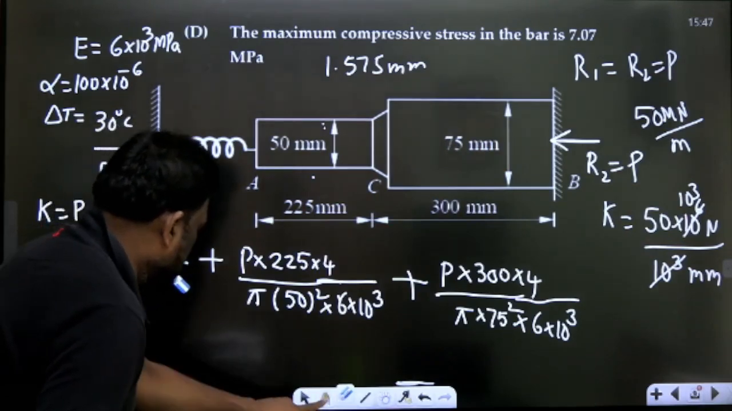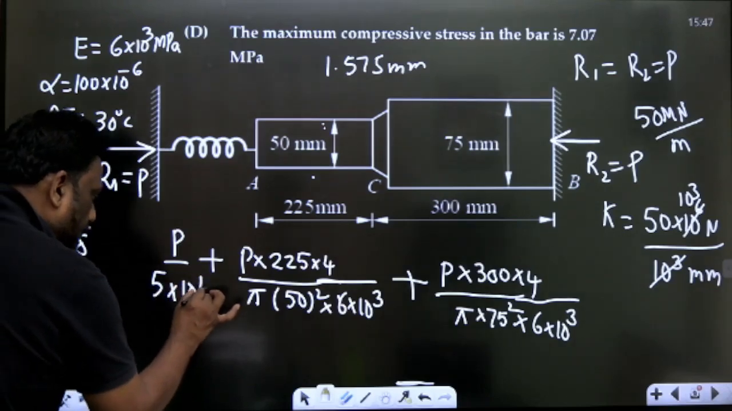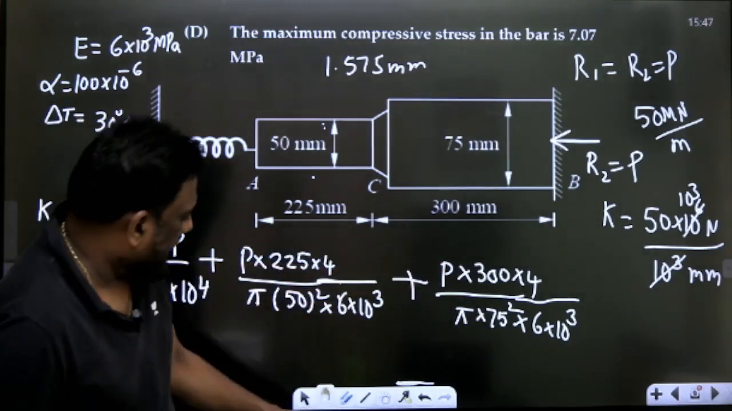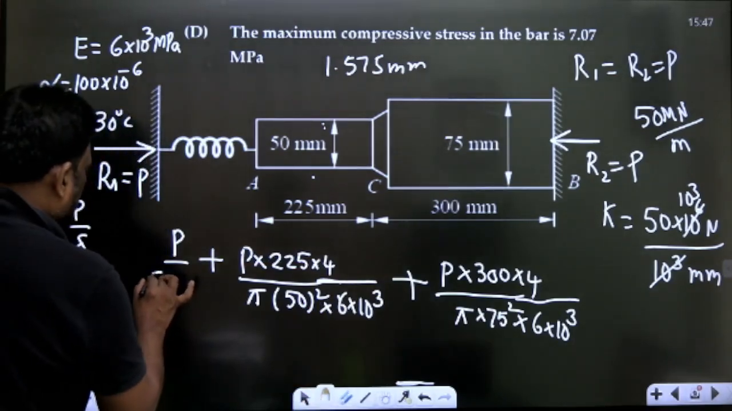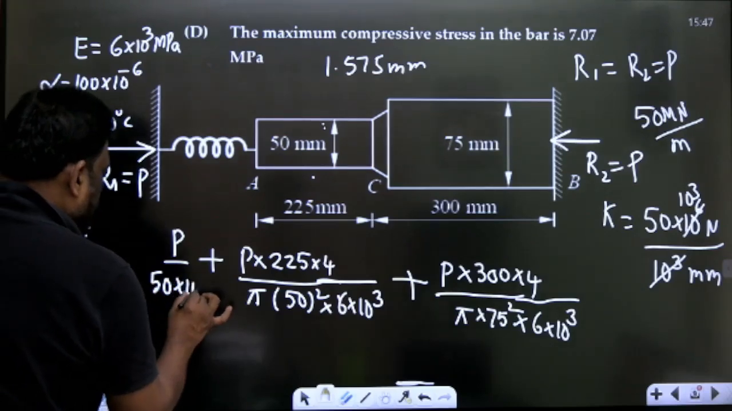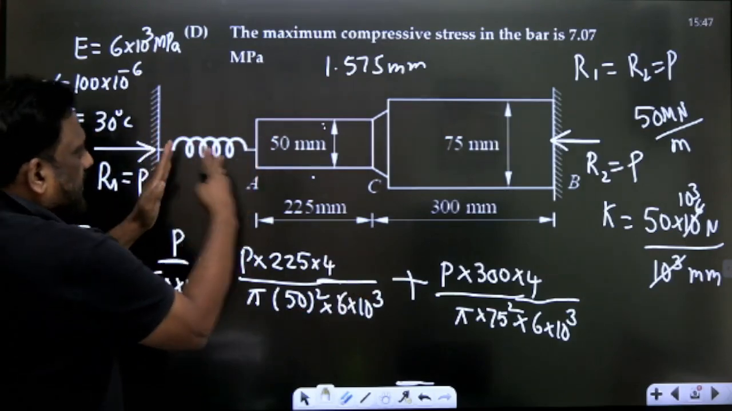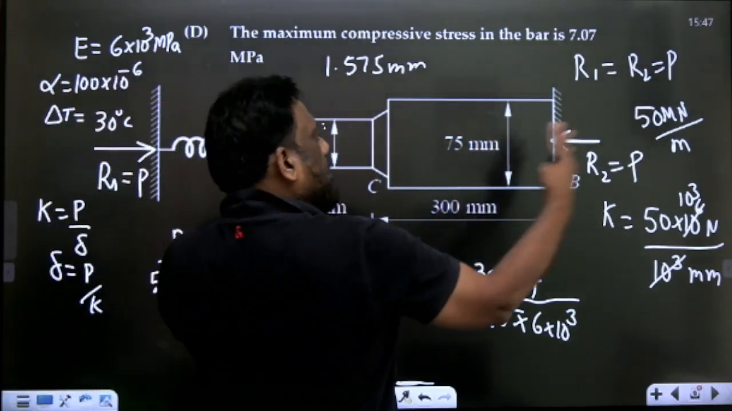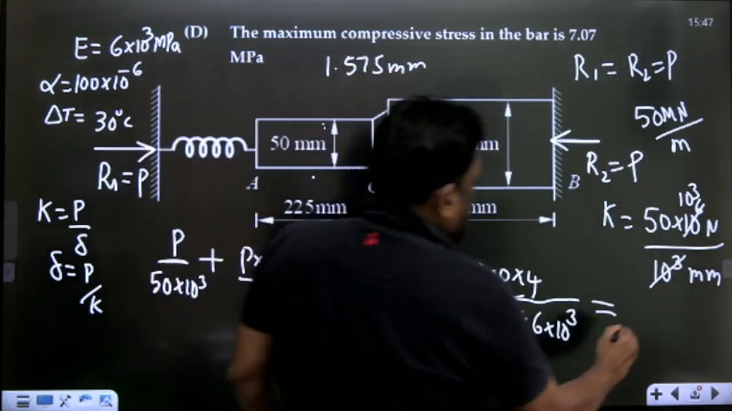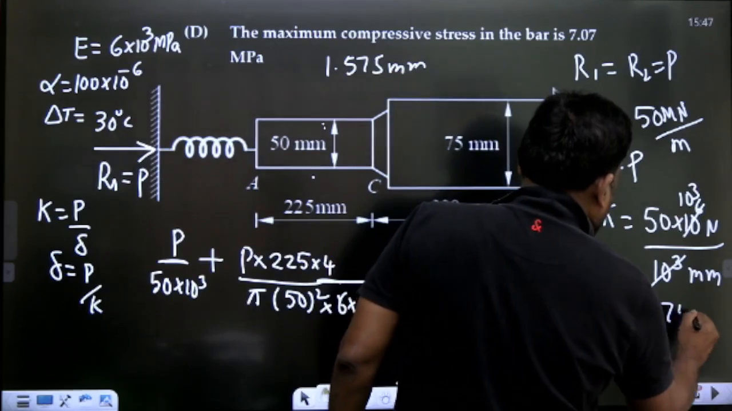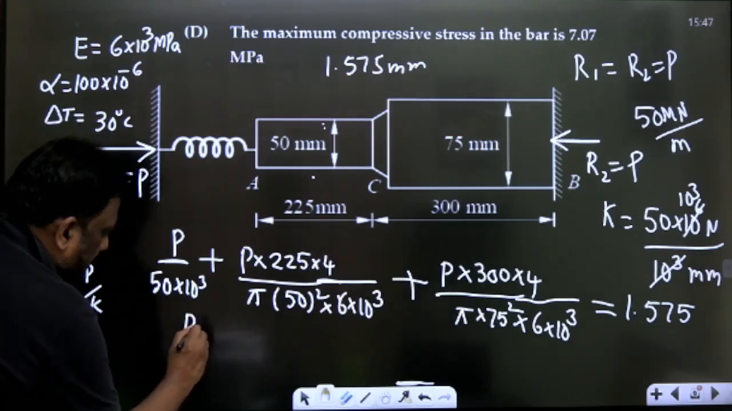So K can be written as 5 into 10 power 4 or 50 into 10 power 3, whatever it may be. So units are matching. So it is 50 into 10 power 3. This is the total compression, because compression of the spring plus compression of this rod plus compression of the other should be equal to total expansion. Already total expansion is 1.575. These are all quality questions. Everything is known except P.